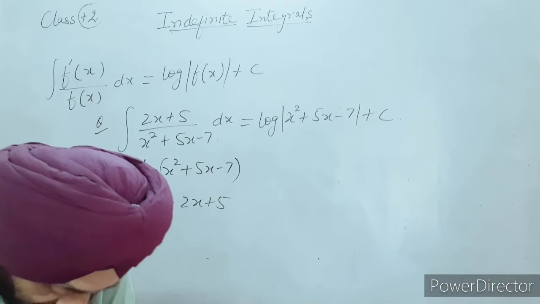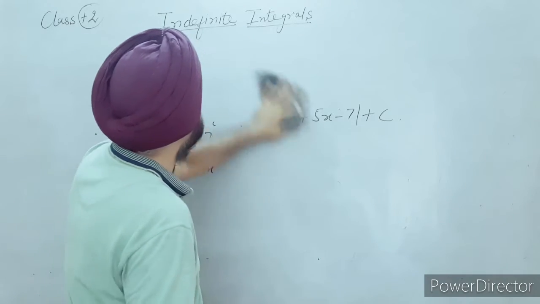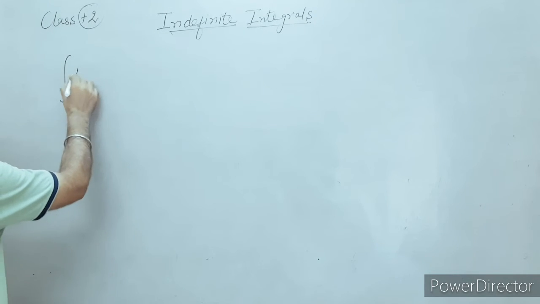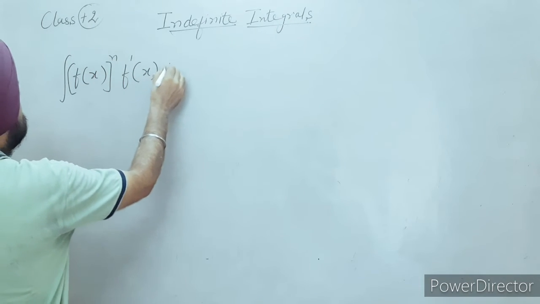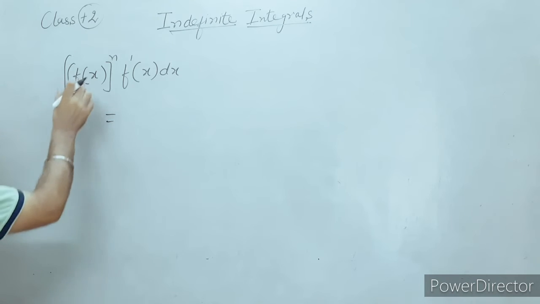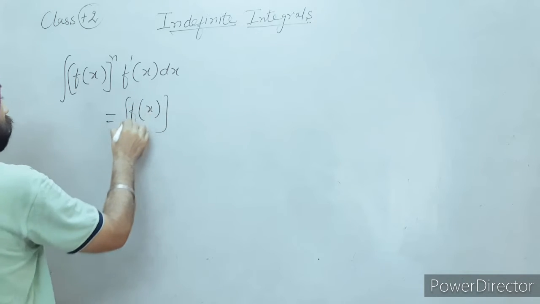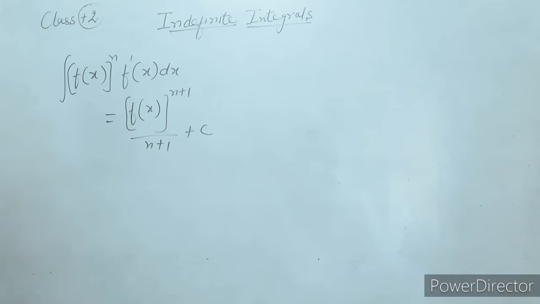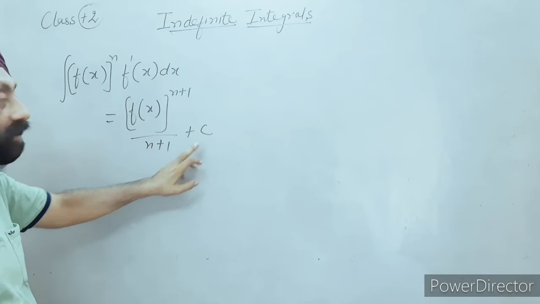Now the next type we will discuss is this. Now it is in multiplication, that is, f of x raised to power n into f dash x dx. The answer is simple. The derivative of the function is there, so just integrate the function using the x raised to power n formula. The answer is fx raised to power n plus 1 divided by n plus 1 plus c.